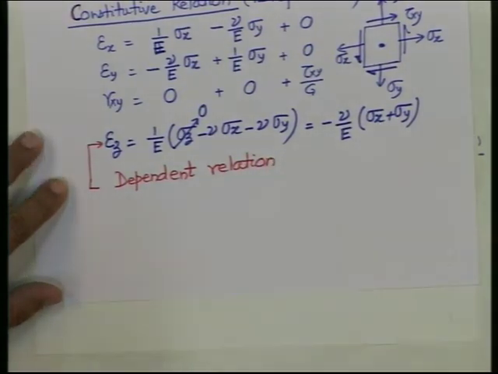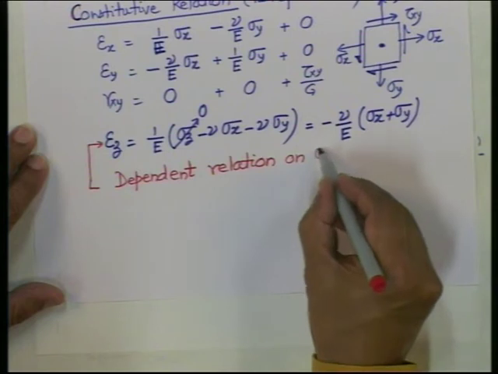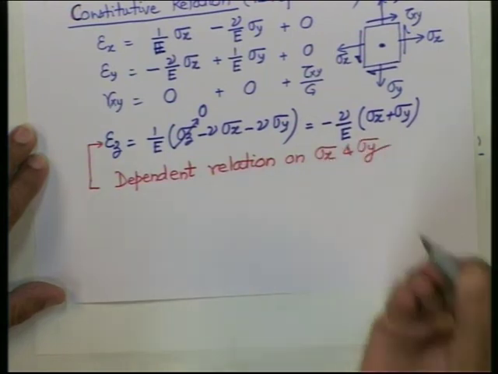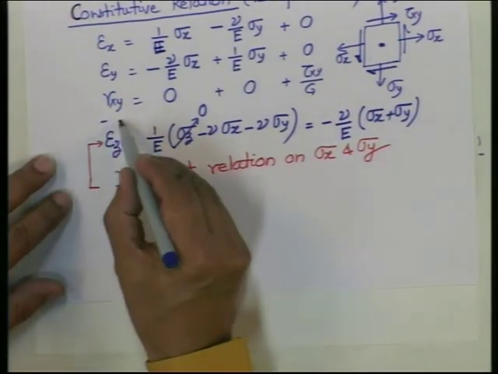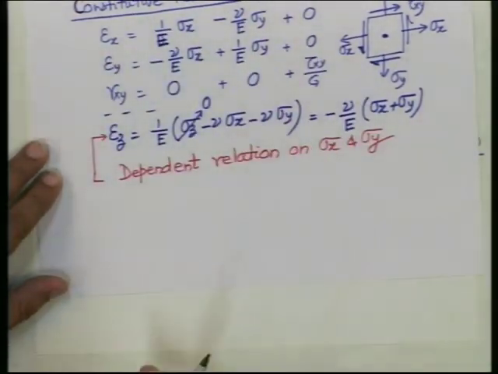Not independent, okay, on plane sigma x and sigma y. So, if you have got sigma x and sigma y at any point, you can always get epsilon z, and that is what, so you do not have to worry. So, now I want the relationship stress expressed in.